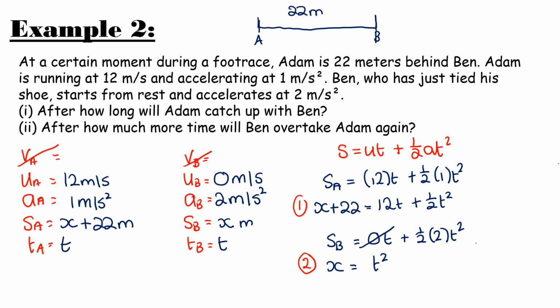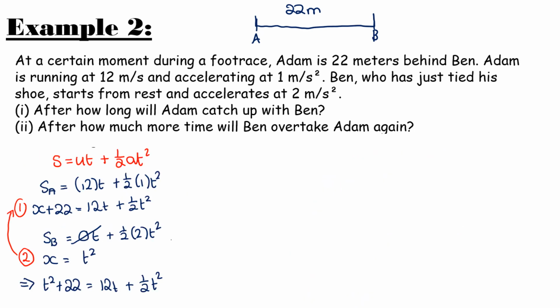So we're going to plug equation 2 into equation 1, so it's in terms of time, because both of our questions are going to be asking us for time. Instead of x plus 22, we write t squared plus 22 equals 12t plus a half t squared. And now we're going to solve for t. Giving ourselves a bit more space to work, the first thing I'm going to do is multiply across by 2. That will get rid of that fraction if you don't want to work with it. Just be very careful that you multiply everything by your 2.